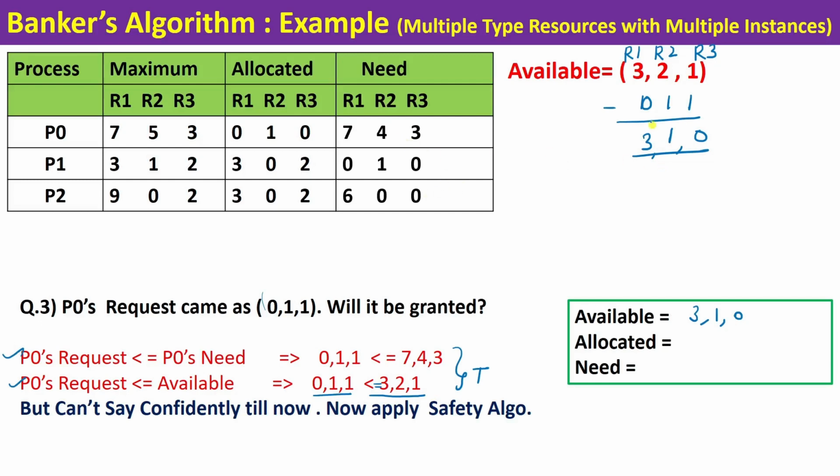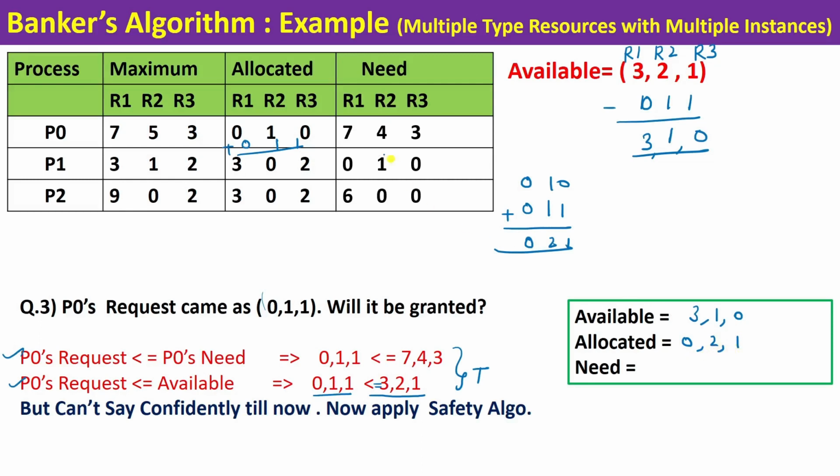Now if 0, 1, 1 is given, then it will be added with the allocated one. Okay, so I am writing here 0, 1, 0 was the previous allocated. Now currently we are giving 0, 1, 1. So it will be 0, 2, 1. These are the allocated number of resources now.